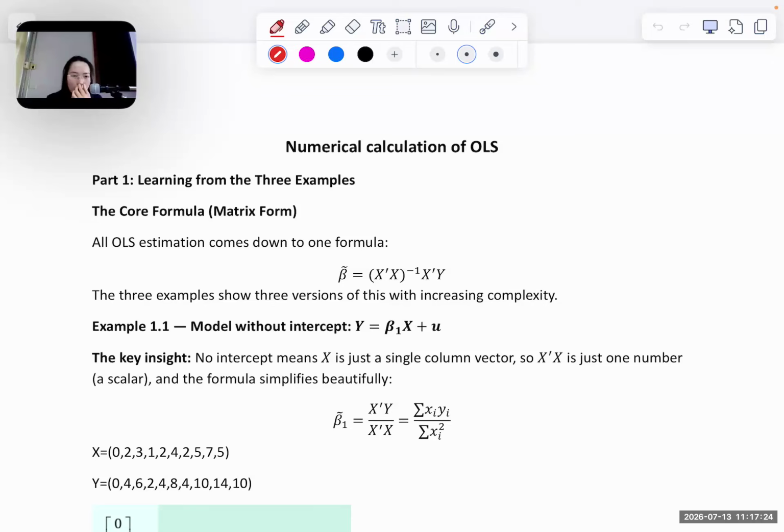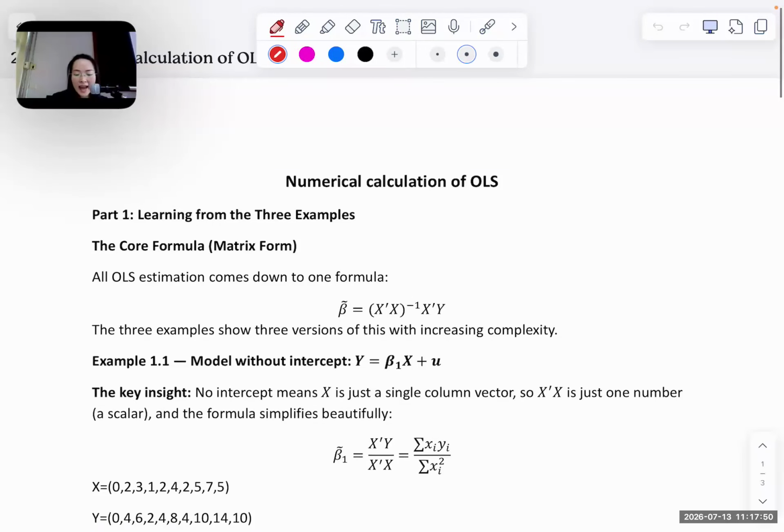So far, we've only talked about OLS conceptually. What is the purpose of OLS? Minimize squared residuals. This is conceptually. And then we can get beta hat. But how does the computer actually calculate the numbers? Today we open the black box.